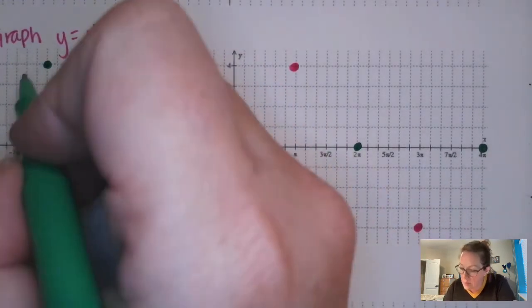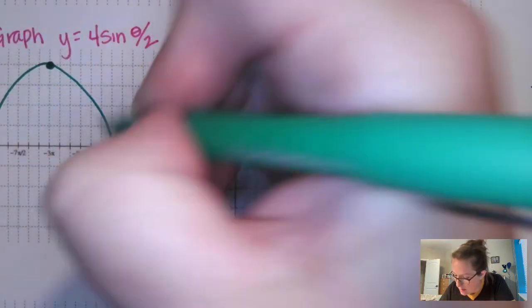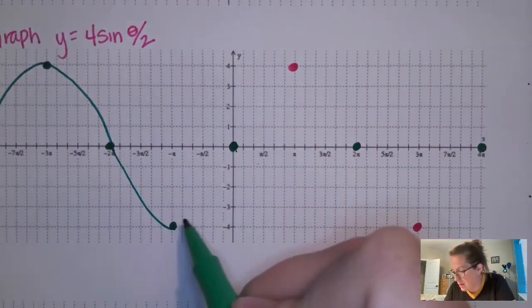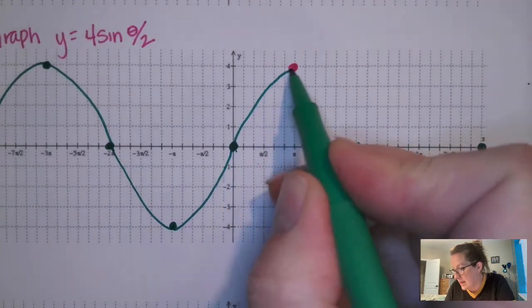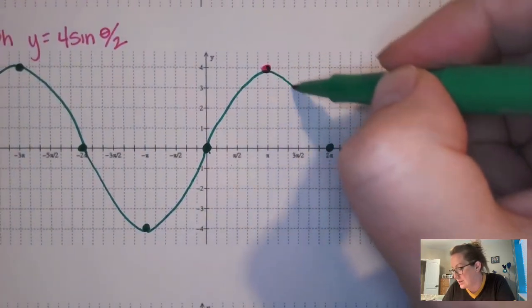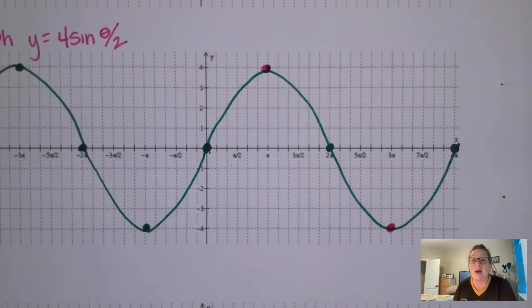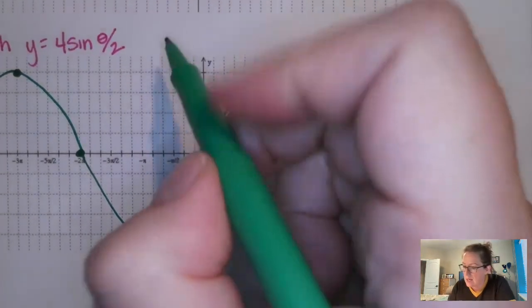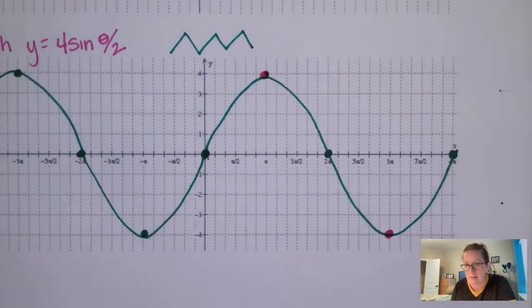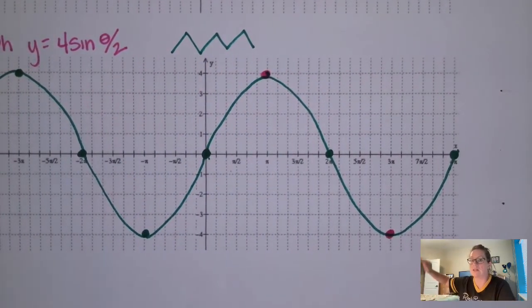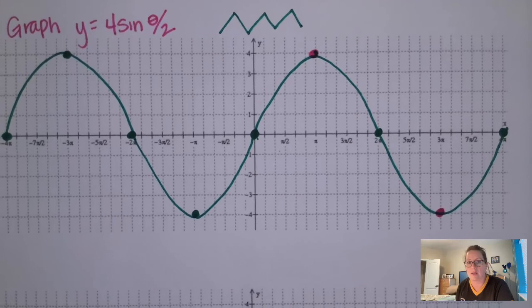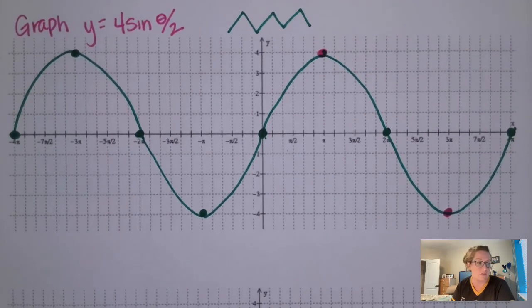Okay, then the last step is just to connect the points with a curve. And make sure you're making it a curve. It is not, oh, absolute value. That was another one of our parent functions. It does not look like this, okay? It needs to be a smooth, continuous curve. All right, and there's sine.